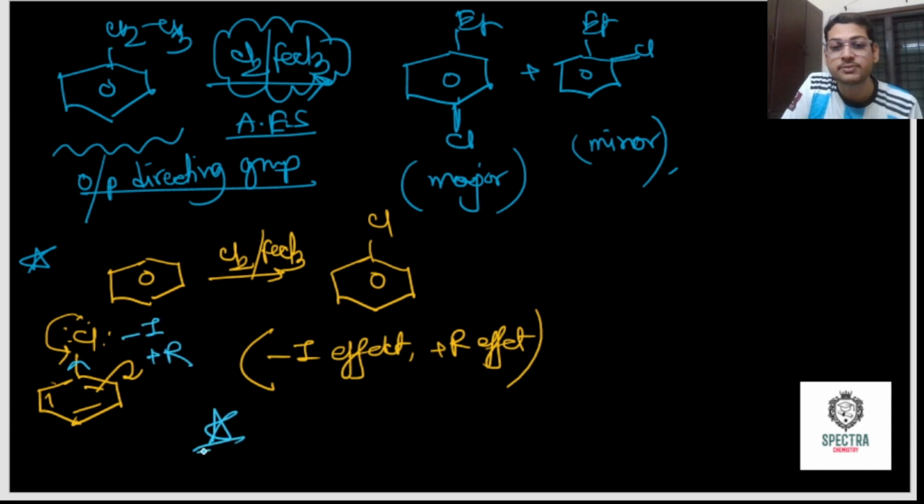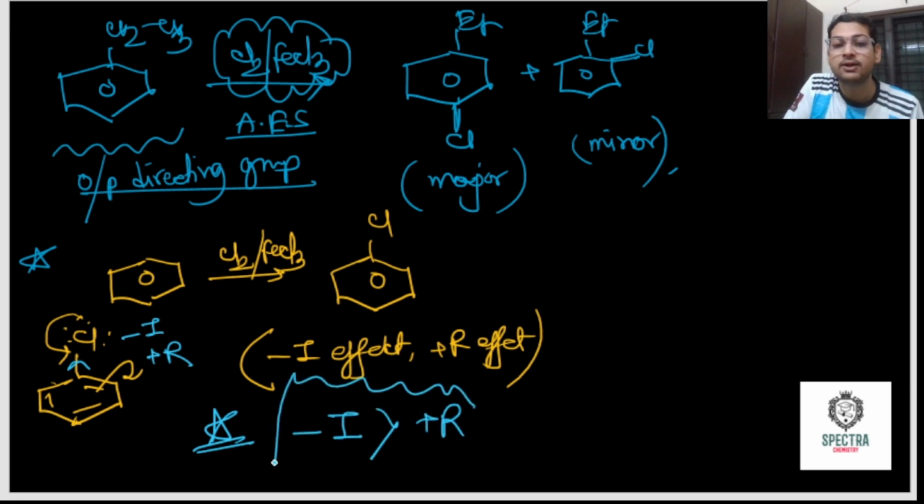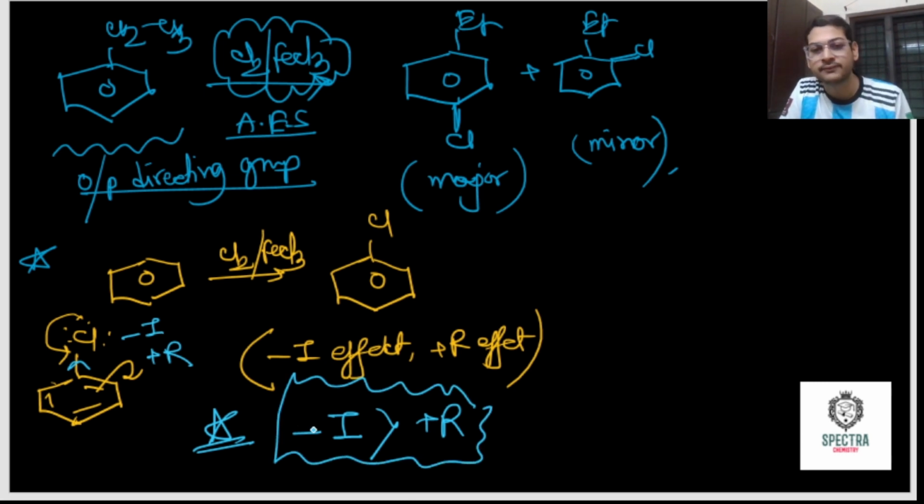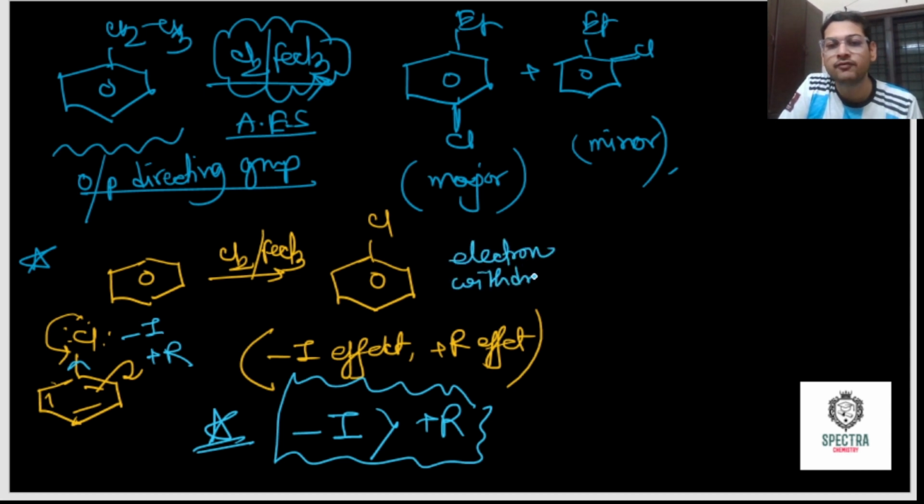And for halogens, it is most important that minus I effect is predominating over plus R effect. This is generally not possible; always resonance predominates. But here, minus I effect is predominating over plus R effect. Why is this so? Because here 2p-3p overlapping is happening, and in the case of resonance, that is not so effective. That means minus I is predominating over plus R, so it is net electron withdrawing. Okay, sir, if it is electron withdrawing, that means it's a deactivating group, right? Yes, it's deactivating.